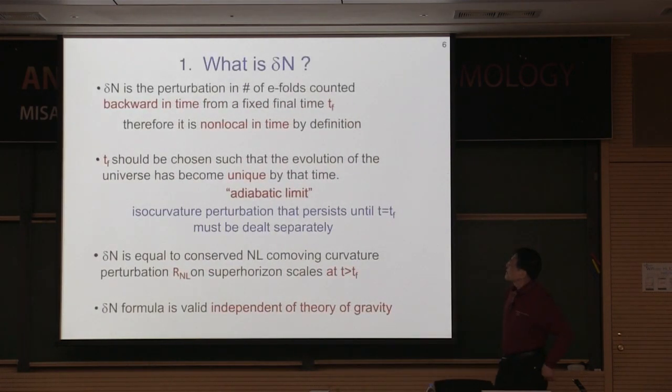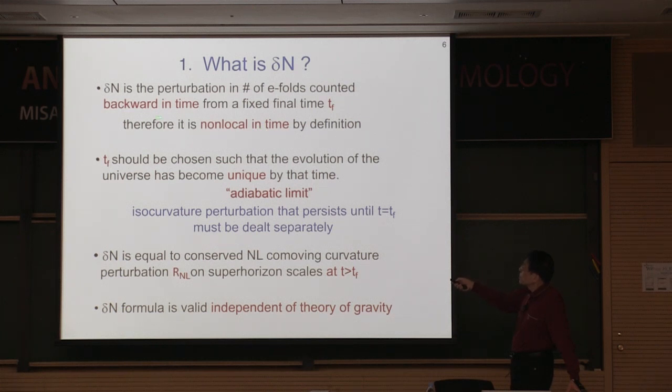Okay, so what is delta N? First of all, I'll start from the definition, and then I will tell you why it is so useful, although there's one person here who doesn't think it is useful. Anyway, let me just start with the definition. So delta N is simply the perturbation in the number of e-folds counted backward in time from some fixed finite time. And this finite time, the best choice would be some time in the radiation dominated universe. Assuming that you know the evolution from the end of inflation to some later time in the radiation dominance, then you can just replace that time by the end of inflation.